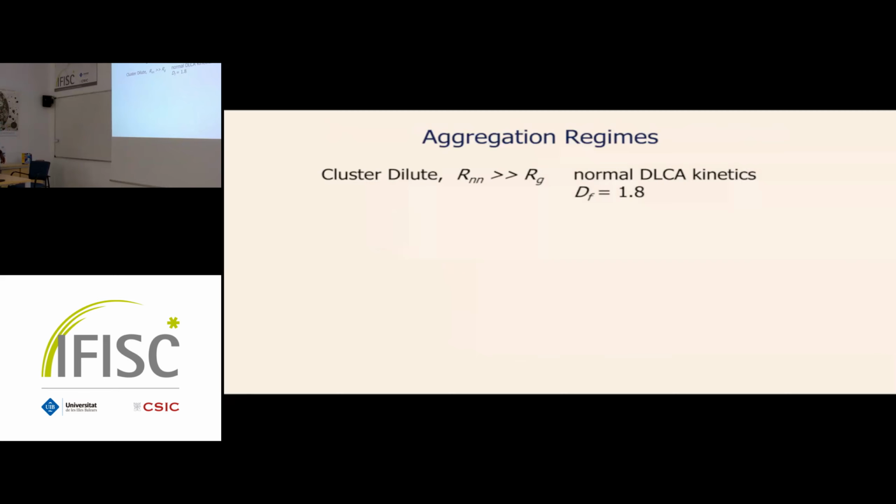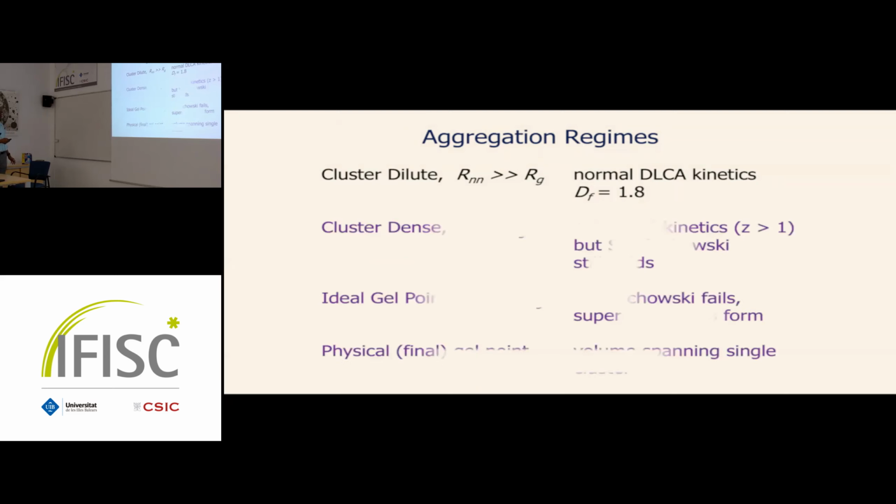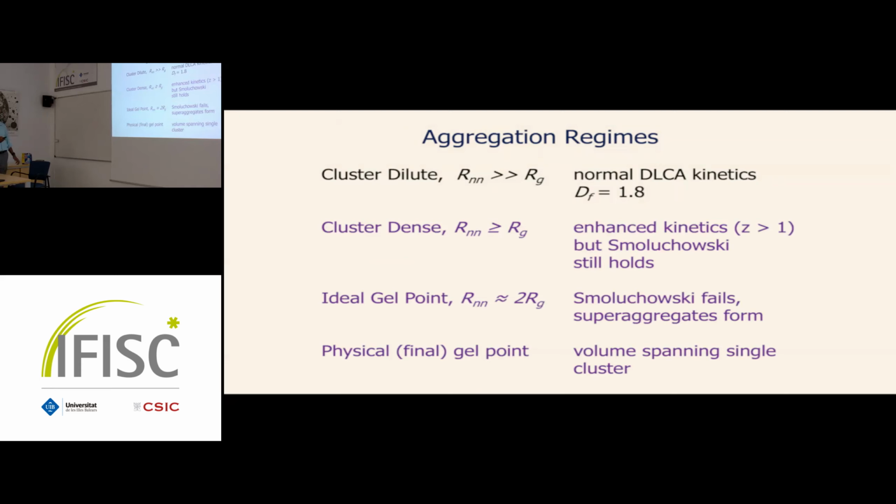So here is the summary. In the cluster dilute case, normal DLCA kinetics that people knew in the 70s and 80s, and DF is 1.8. Now, when you're cluster dense, RNN comes into the picture, and the enhanced kinetics comes in. Z becomes larger than 1, but the mean field model still works. Now you go to the ideal gel point, where the nearest neighbor distance is about 2 times the size, so that they're barely touching. That's your ideal gel point. And then super aggregates will form. And then the physical final gel point.